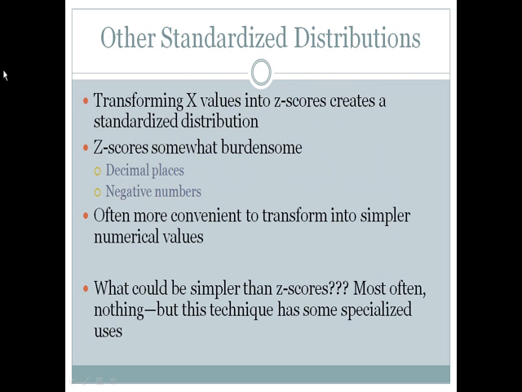So z-scores, I've been singing their praises through this presentation, have a lot of uses, and we'll make use of them more in the next chapter. But z-scores can be somewhat burdensome. One way is when z-scores have different decimal places. They're harder to read. All the examples we've been using have been like a z-score of 1 or 1.5. So, is there anything that could be simpler than z-scores? And the answer is most often z-scores are enough.